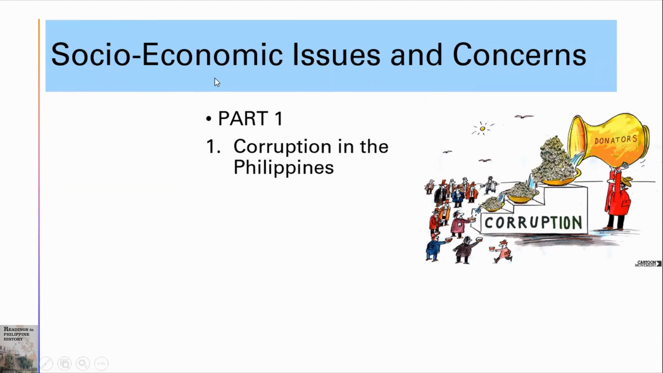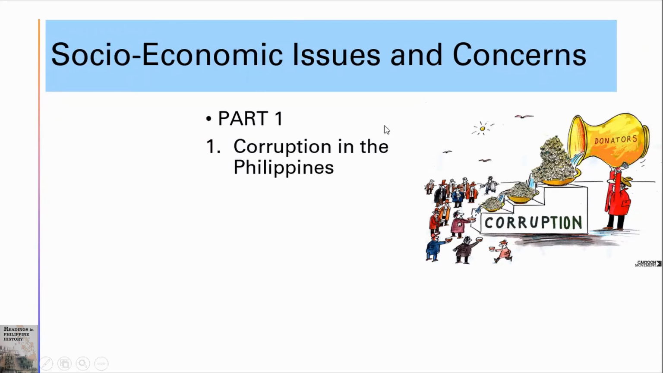The socio-economic issues started in the past and are still being experienced by most Filipinos. When you say social, it pertains to the people of the Philippines, and economic talks about money, the involvement of money. So number one, this is not in order, but these are the socio-economic issues, and we will discuss, the first one, corruption in the Philippines.